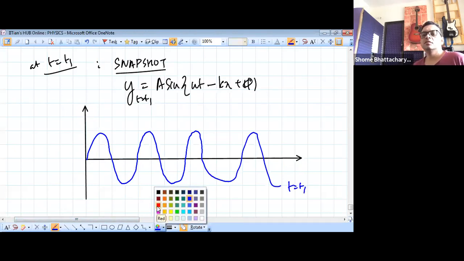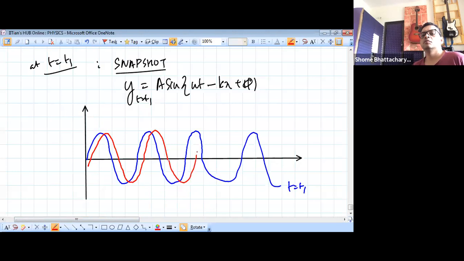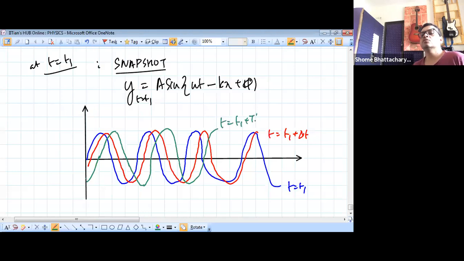Now, a very short time later, it would have become like this. So this is at t equal to t1 plus some short time delta t. Whereas if I see exactly 1/4 of a time period later, it would have become like this. The crests and troughs would have got alternated. It would have become something like this. This is, let's say, at t equal to t1 plus a quarter of a time period. You can see that the particle which was initially at extreme has now come back to mean position and vice versa.